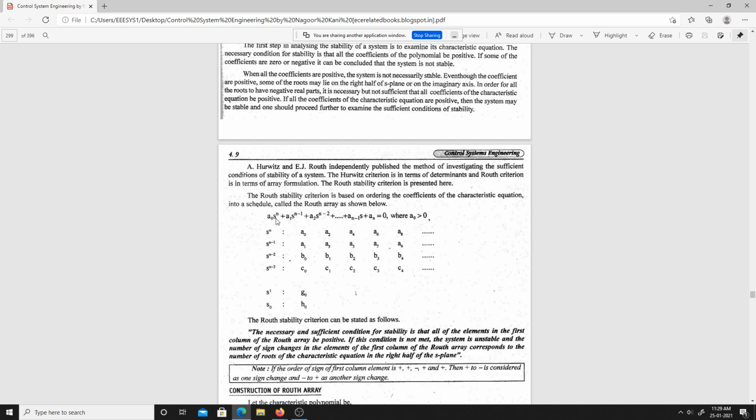Is it clear? Here I am taking the nth order polynomial equation. This is the nth order characteristic equation I have taken, where a naught is greater than 0. Now I am constructing the Routh array.